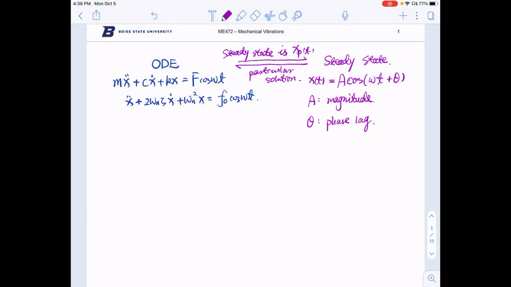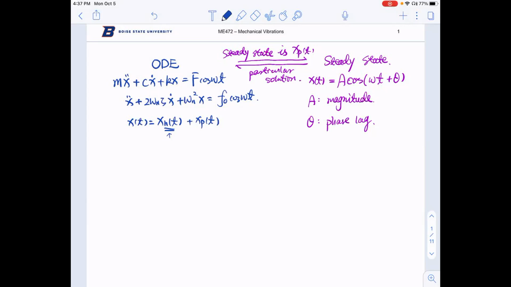So the solution of your ODE actually has two parts. The first part is called the homogeneous solution. The second part is called the particular solution. But as we recall from previous lectures, we explained that the homogeneous solution corresponds to the so-called transient state. It eventually dies out because of the damping of your system. So if time is long enough, eventually your x(t) becomes the particular solution. So eventually we call this final solution the steady state.